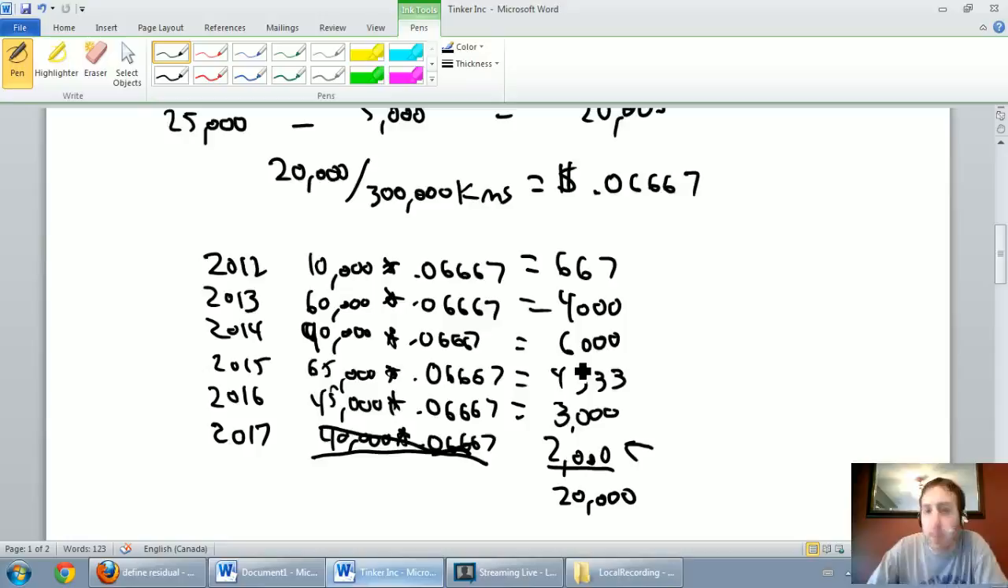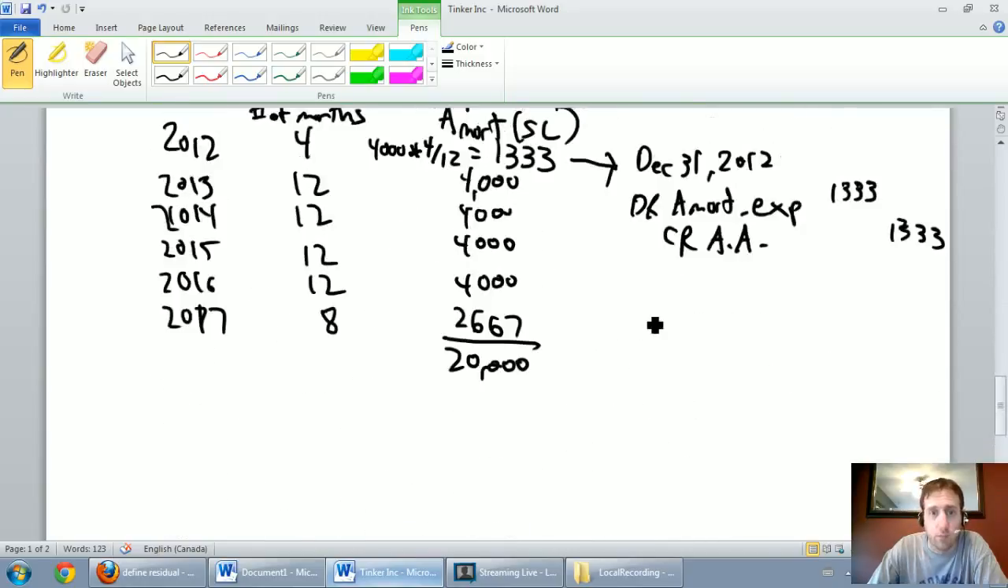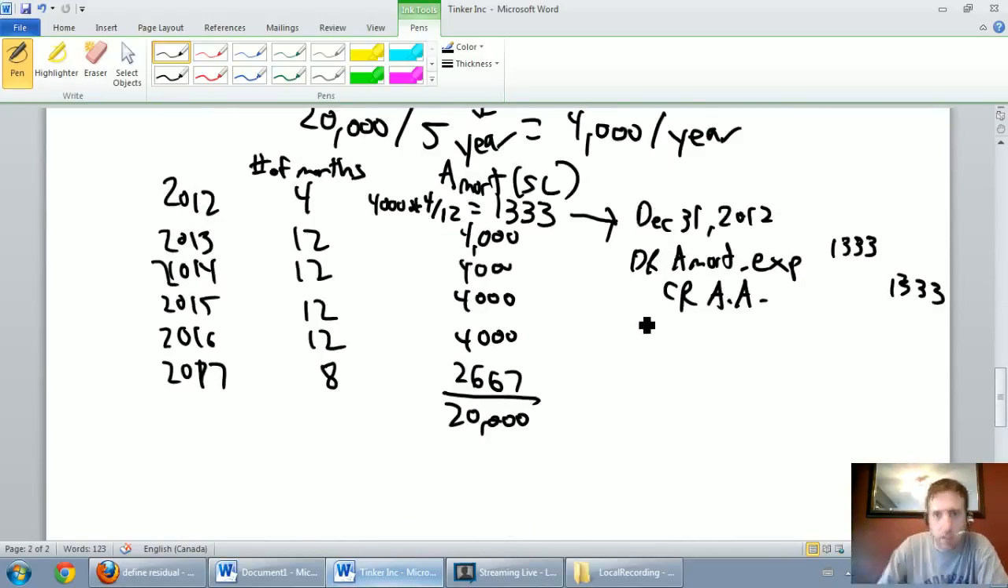Now, I want to take a big picture look at units of production versus straight line amortization. Straight line, we said we calculated an amortization rate. In this case, it was $4,000 a year. And the notable fact about straight line is in a full year, it's the same each year. So you can see it's 4,000, 4,000, 4,000, 4,000 in the years where we have a full year of amortization.